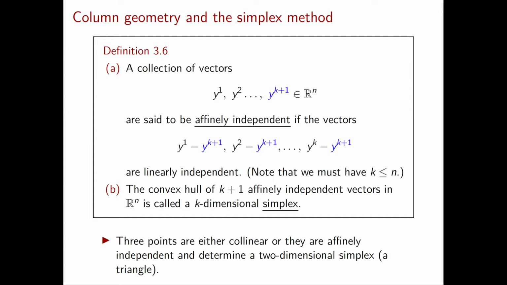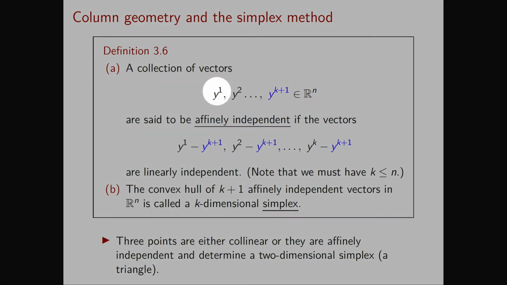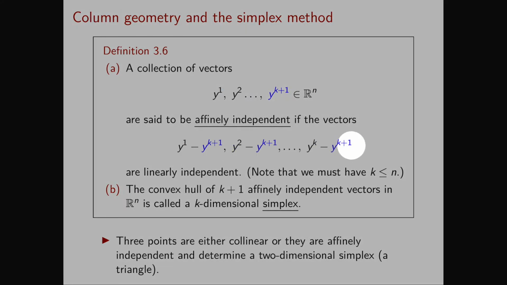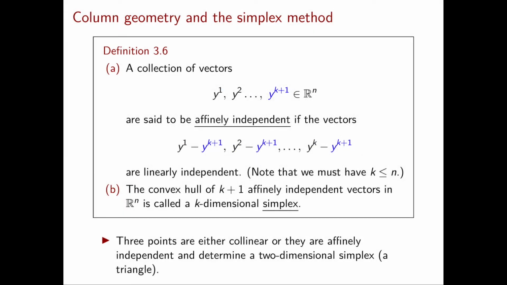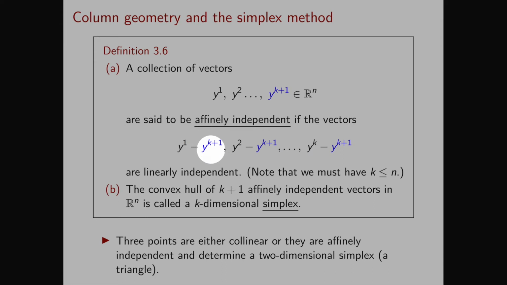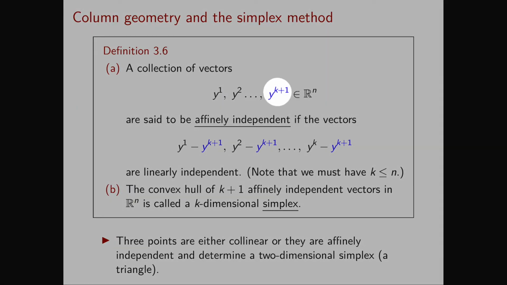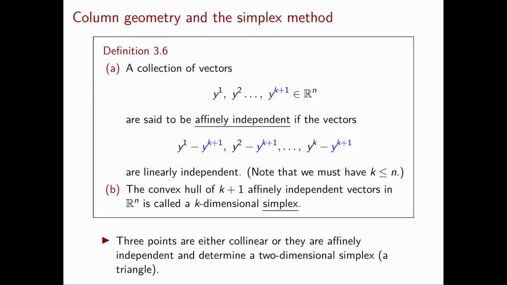So let's see these definitions. A bunch of vectors that we call y1, y2 until yk plus 1 are said to be affinely independent if these other k plus 1 vectors are linearly independent. And these new k plus 1 vectors are simply defined as y1 minus yk plus 1, y2 minus yk plus 1, yk minus yk plus 1. So essentially we're picking one of the original vectors and removing it from all the other ones.